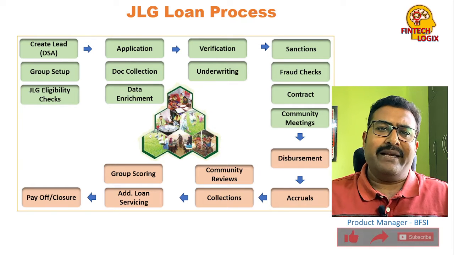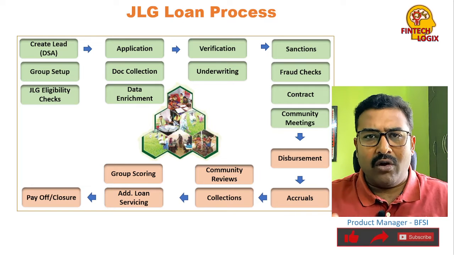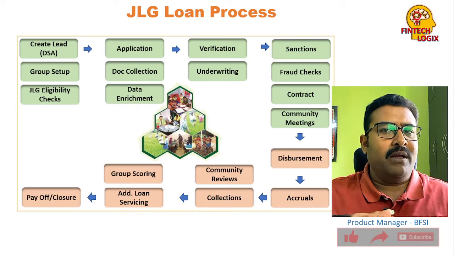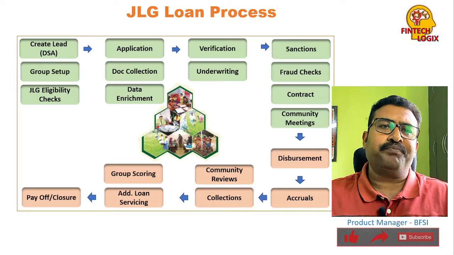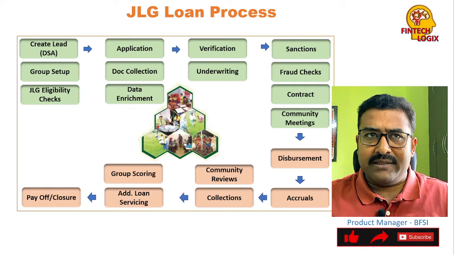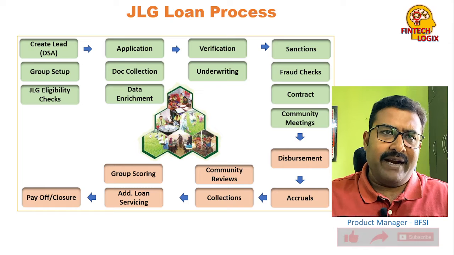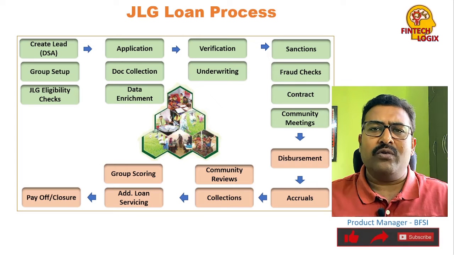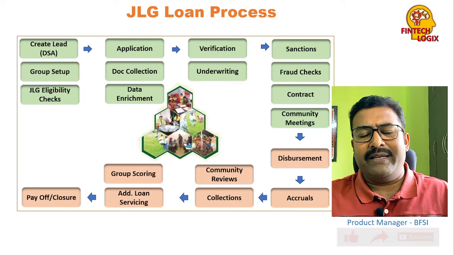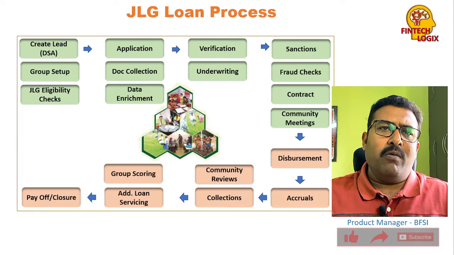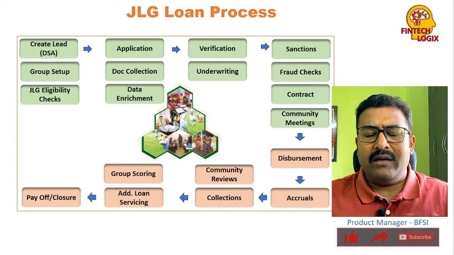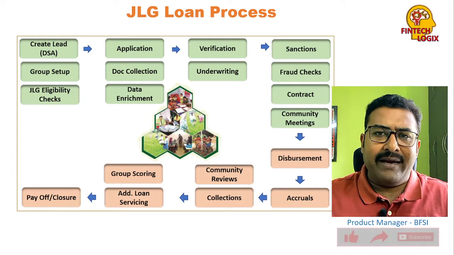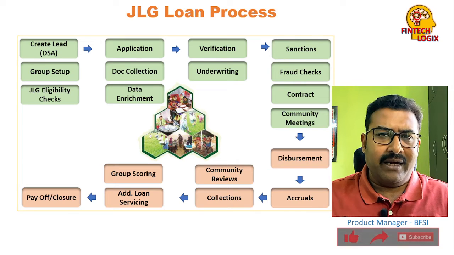Normally this application is filed by the DSA for all the members, because he knows all the members and the basic details can also be captured. The document collection is done after the application is filed, and the necessary data enrichment like your PAN details and other details are also captured, and their subsequent details are also fetched and put in the system. Now once application, document collection and data enrichment are done, verification is done to validate if all the details are correct or not.